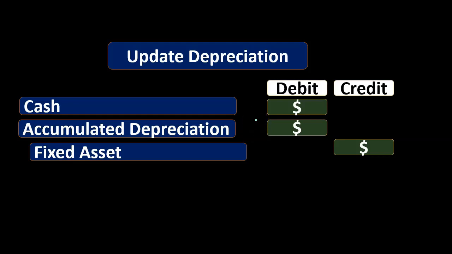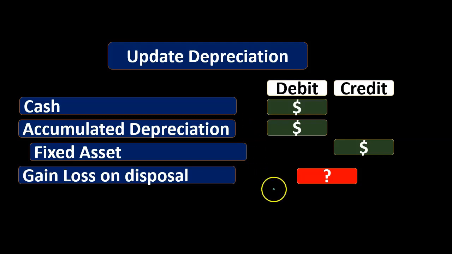And if they do not match, then we'll have to do whatever we need to do in order to make them match, meaning we will have the kind of plug here, which will either be a gain or a loss. In other words, if the cash received is greater than the book value, the fixed assets minus the accumulated depreciation, that will result in the plug that is necessary to be a credit, and that will then increase net income. If, on the other hand, the cash we received is less than the book value, the fixed asset minus accumulated depreciation, then the plug will be a debit, and that will reduce net income.